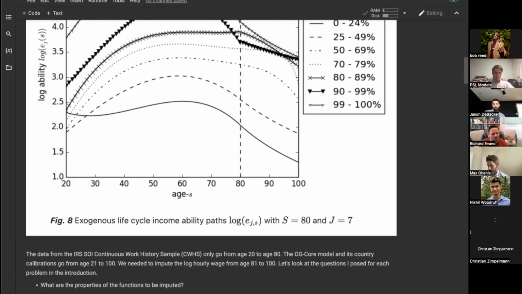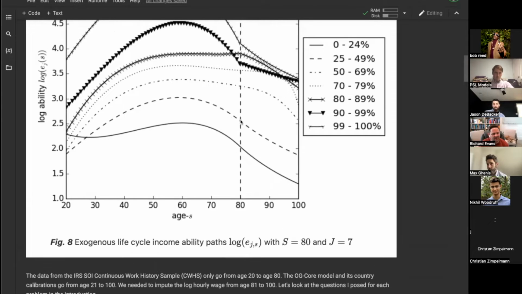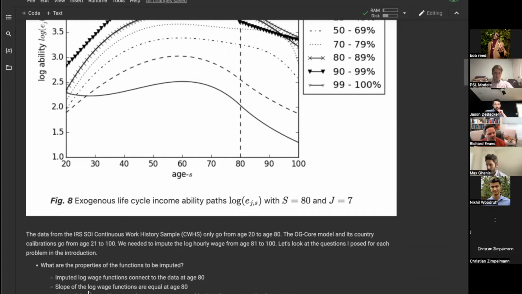We'd love to have the slope of the log wage functions equal to the data. This one looks like it hits, the slope looks the same. That one doesn't, that one certainly doesn't, this one doesn't, and that one doesn't. So some of these are broken.